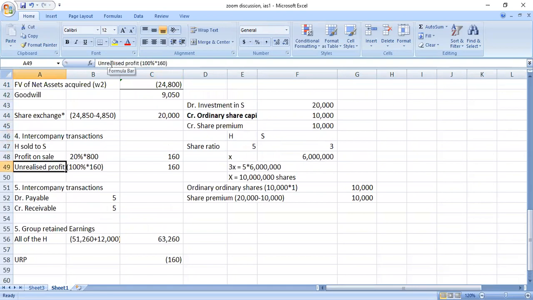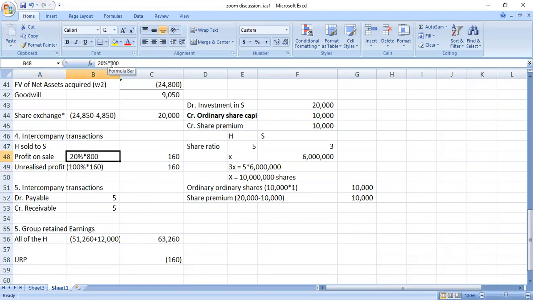Someone was asking about the unrealized profit, Sumaya, or any other person who's interested. It is on a sale of inventory. Keyword is inventory. The normal stock that you sell for normal business. The unrealized profit only arises on stock that you have sold to a subsidiary, or a subsidiary sold to the parent. And that stock is remaining with the parent or the subsidiary, whoever has bought. If the stock is still around, that's what they call unrealized profit.